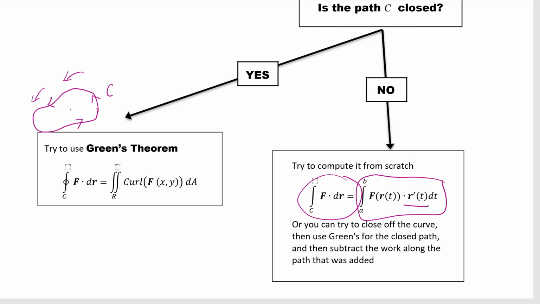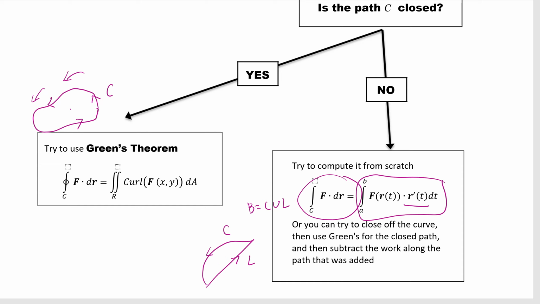Or you can try to close off the curve, just like our previous page. You have the curve C and then we close off the curve. Now we have a closed curve. So B is like C union L. Then we can use Green's theorem for the closed path, and then we subtract the work along the path that we added, which we just mentioned in the last page.